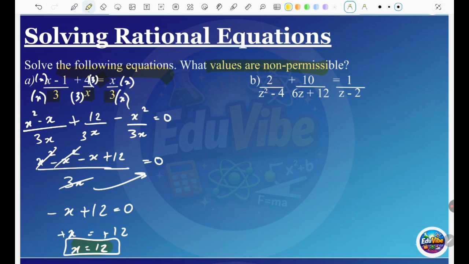Now this is your answer, but we have to state the non-permissible values. In this we have x is not equal to 0, and your x value is right, and you get that NPV in this. So that's how you can solve these types of questions.